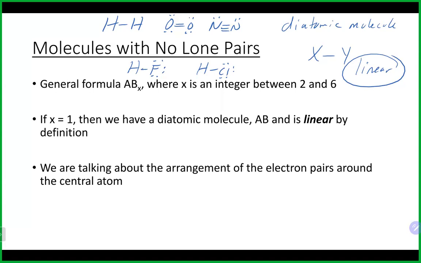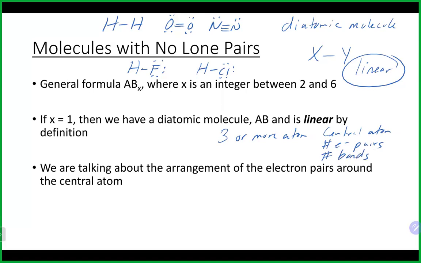Now, it'd be great if everything was that easy. Of course, it's not going to be. But when we do have a central atom, or we have three or more atoms, we really want to look at two things. You want to look at always the central atom, and you really want to count the number of electron pairs there are and the number of bonds.